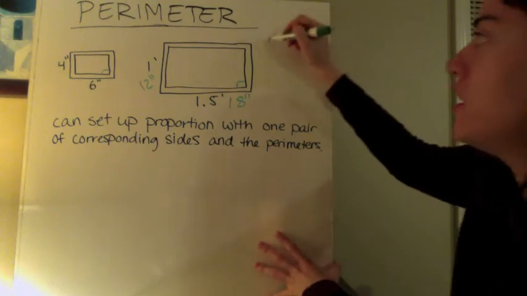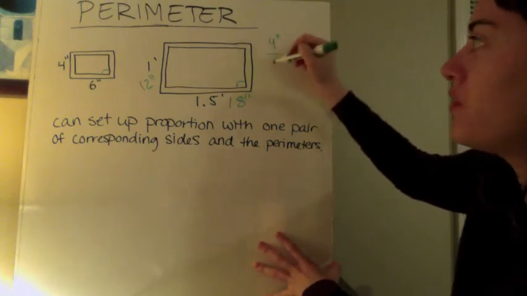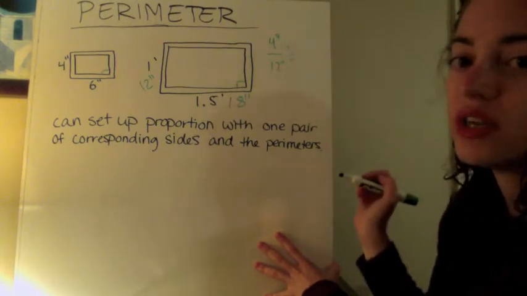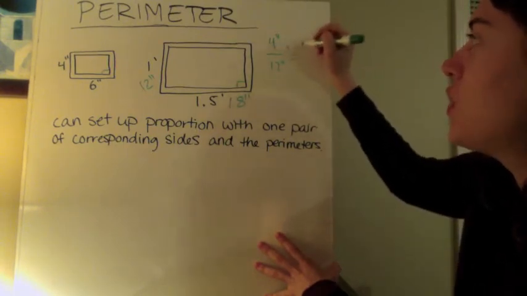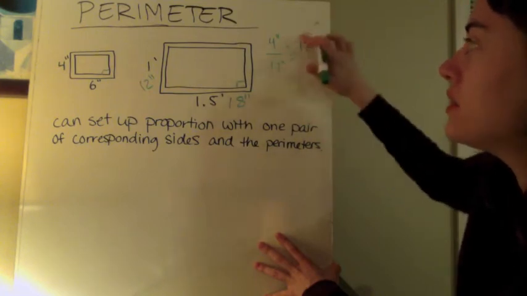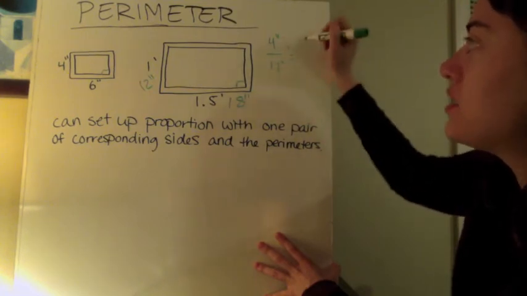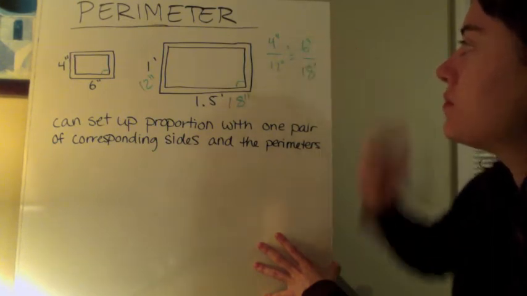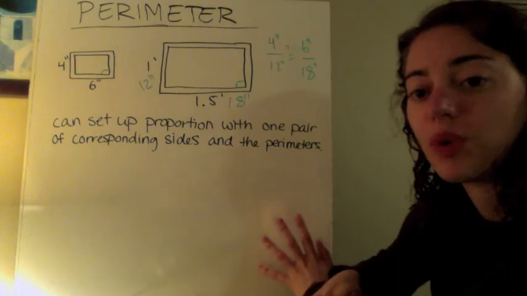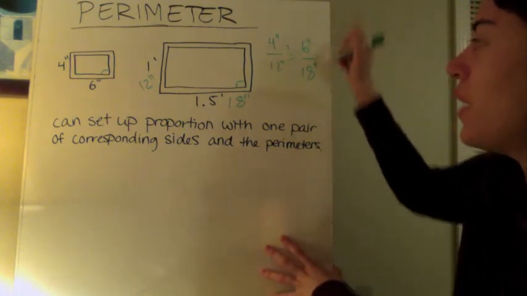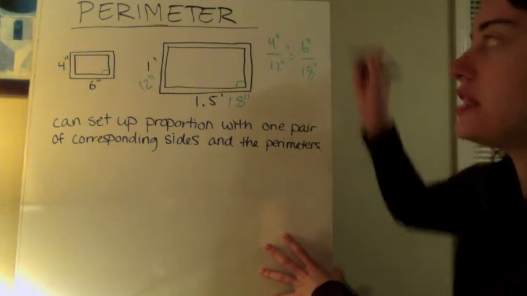Now let's test it. Is 4 inches over 12 inches equal to 6 inches over 18 inches? There are lots of ways to set up these proportions. Again, in the previous video, I showed you all those different ways. Let's go ahead and reduce. Will these reduce to the same thing?